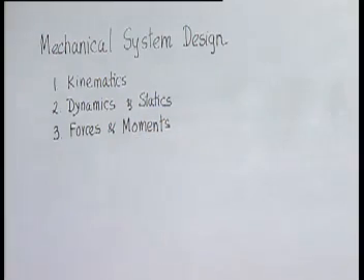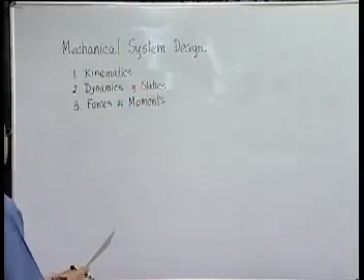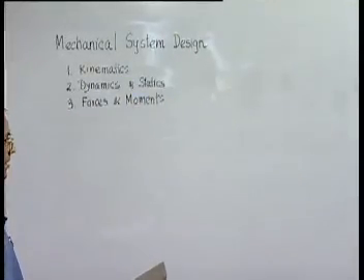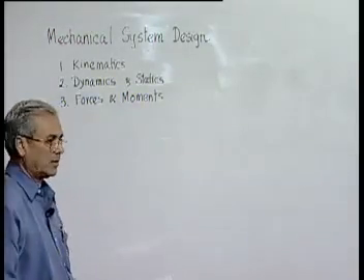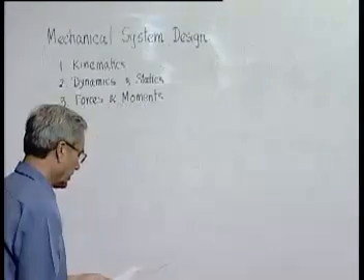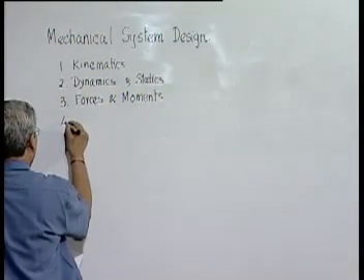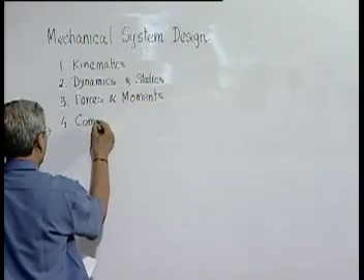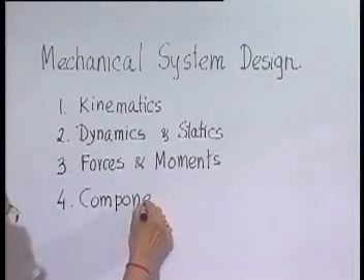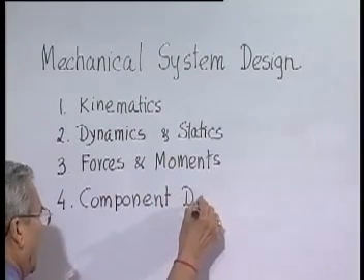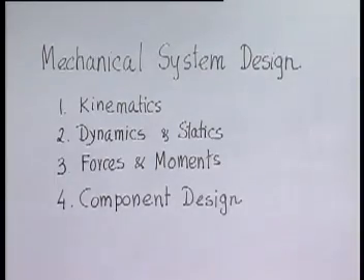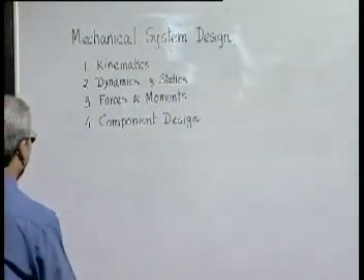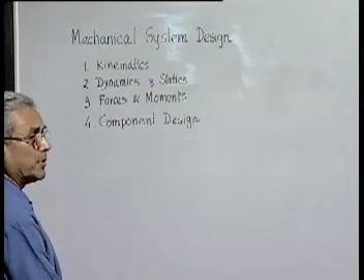Once we get the forces and moments acting on the various components, and once the chosen material is prescribed with its properties of allowable stresses and such things, we can find out the dimensions, and we come to the stage of component design. At this stage, it is possible for us to find out the dimensions, cross sections, all kinds of actual dimensions which will be used in making the machine.